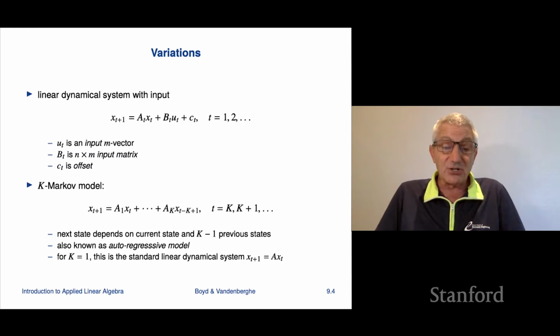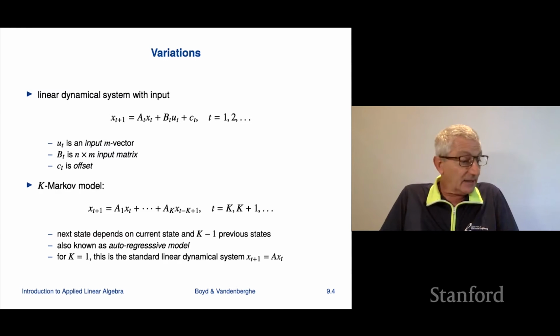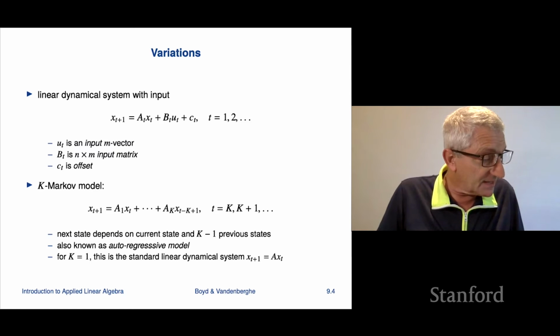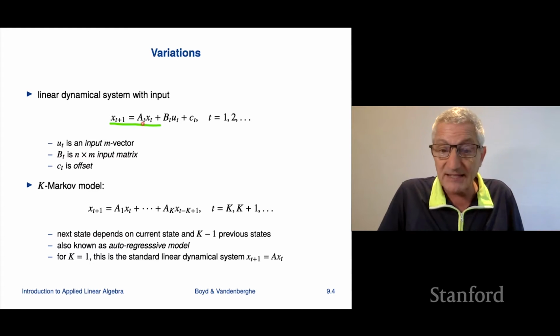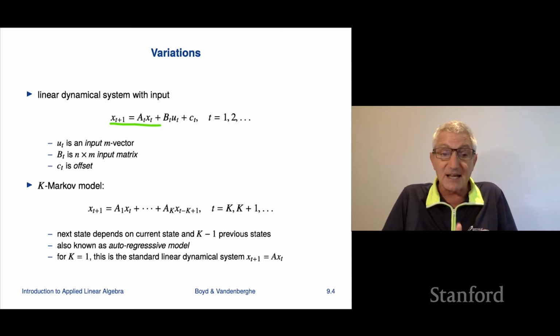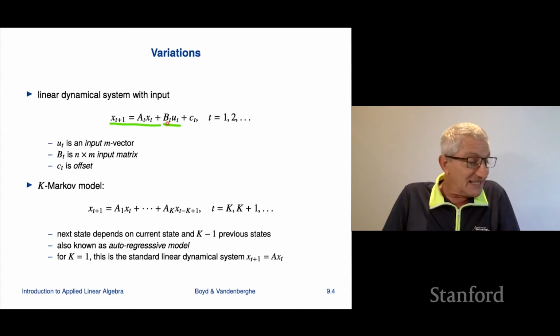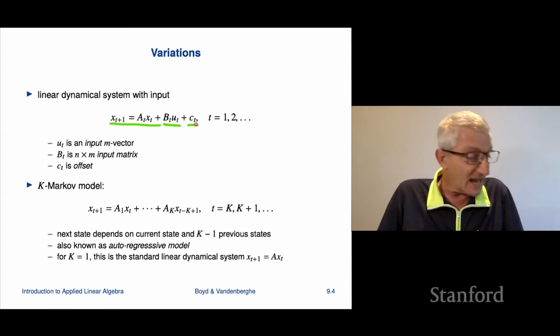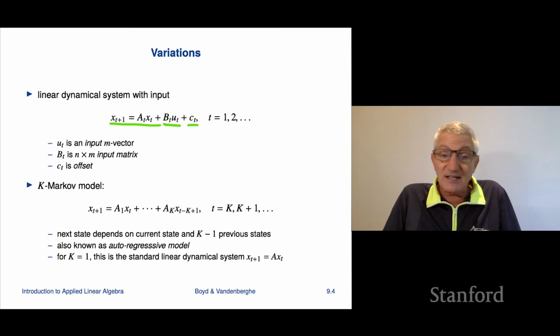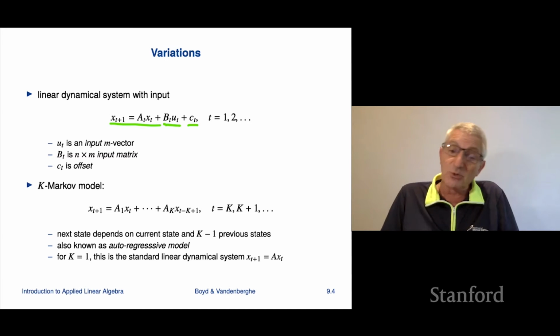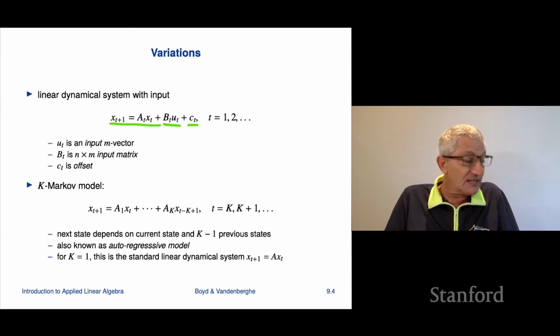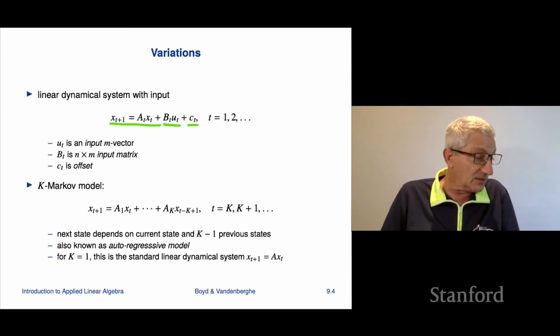Now there are a lot of variations. A very common one looks like this. This is the usual update, the At xt, that's the contribution to the next state from the current state. But then people put on another term which is Bt ut, and then even ct. That's less common, but does happen. Now here, ut is an m vector. u is in fact the traditional symbol, and it's supposed to be an input. So ut is an input to the dynamical system, and ct is an offset, right?